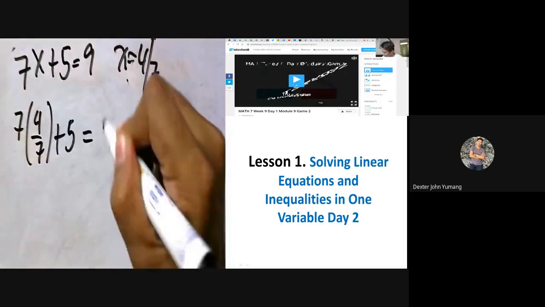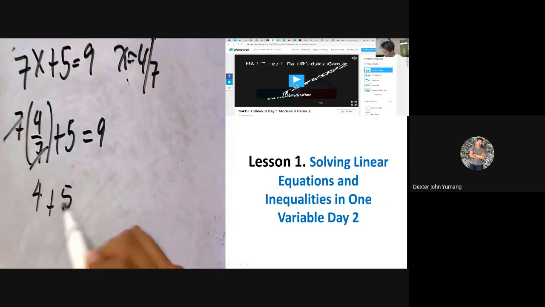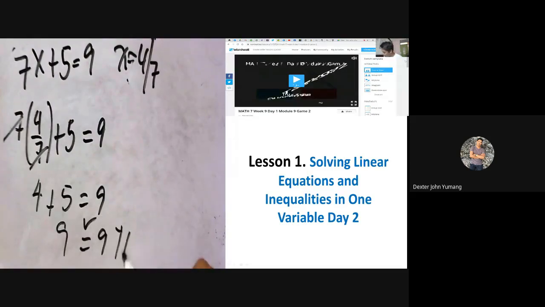So, palitan doon natin ng 4 over 7. So, 7, ang x nagiging 4 over 7 na siya. Plus 5 equals 9. So, canceled, canceled, magiging 4 na lang siya. 4 plus 5 equals 9. So, 9 is equal to 9. That is true. In this number, we have true as the answer. Okay? So, please check. 5 points po ang tama. 2 points naman po kapag mali.